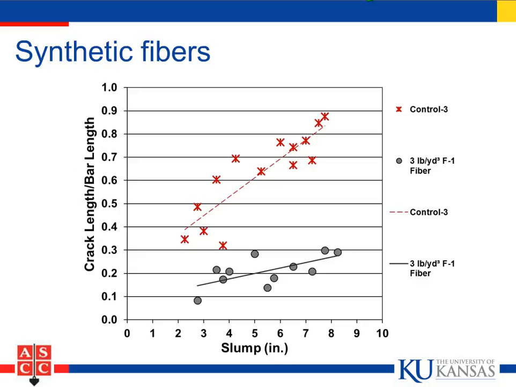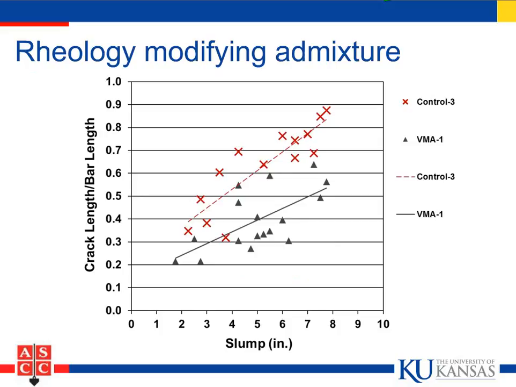And what we can see is we have considerably lower amounts of cracking even at the high slumps. As a matter of fact, even at an 8-inch slump, we have less cracking than we did at a 2-inch slump for the control mixture. So the fibers did a lot to reduce the amount of settlement cracking. We also have looked at rheology modifying admixtures. You see, they also give you an improvement.